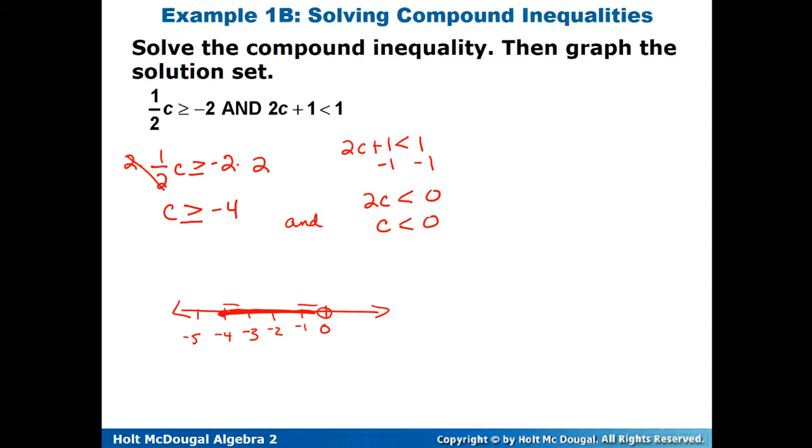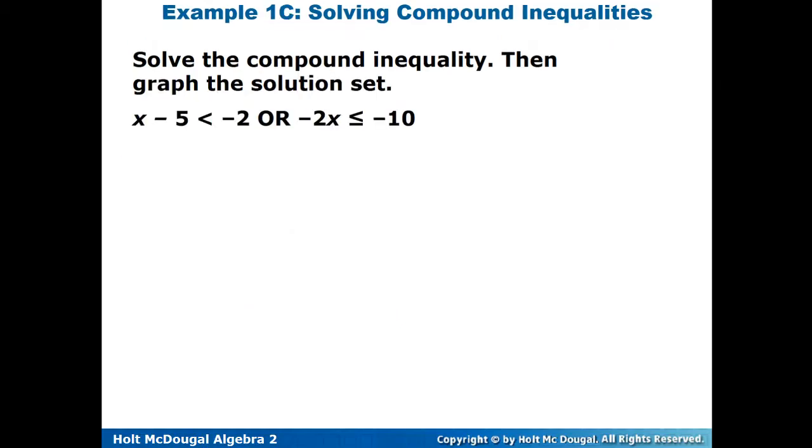All right, and to write that in interval notation, we're going to write this bracket, the square bracket, because -4 is included in it, and it goes to 0, which is not included, so we use the rounded. All right, let's try another sample.